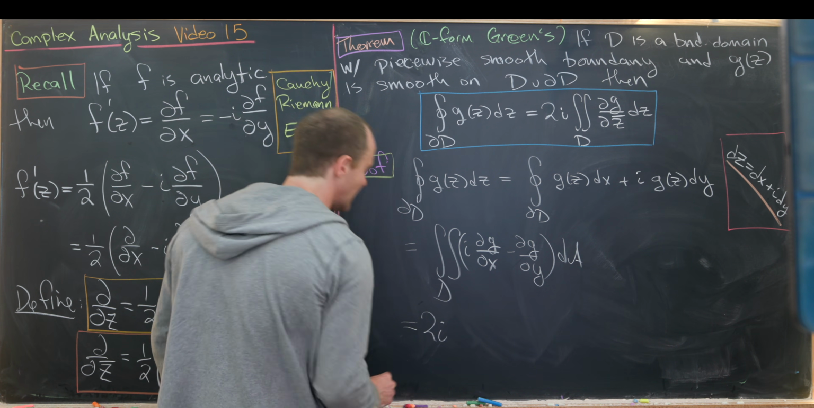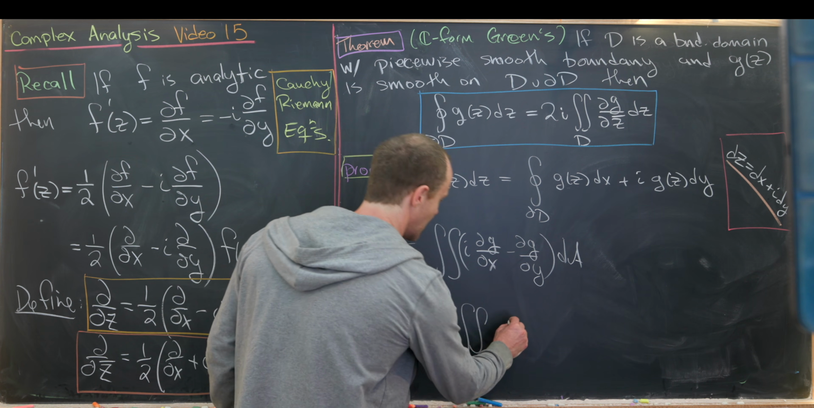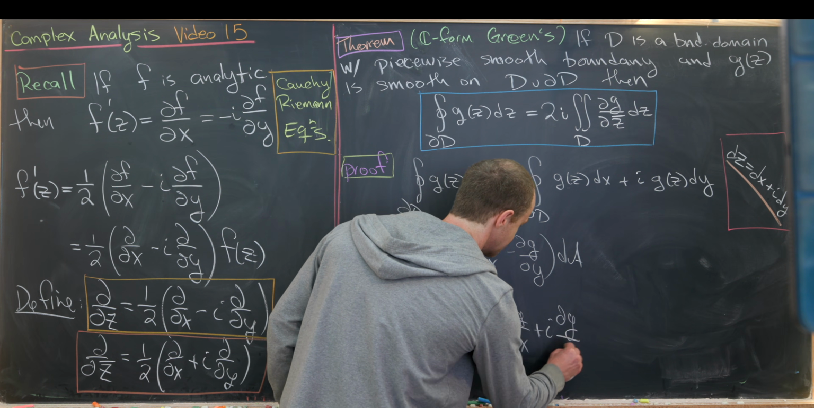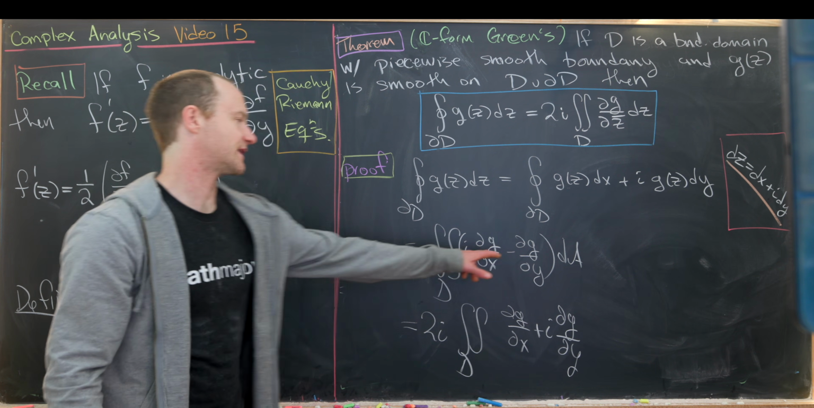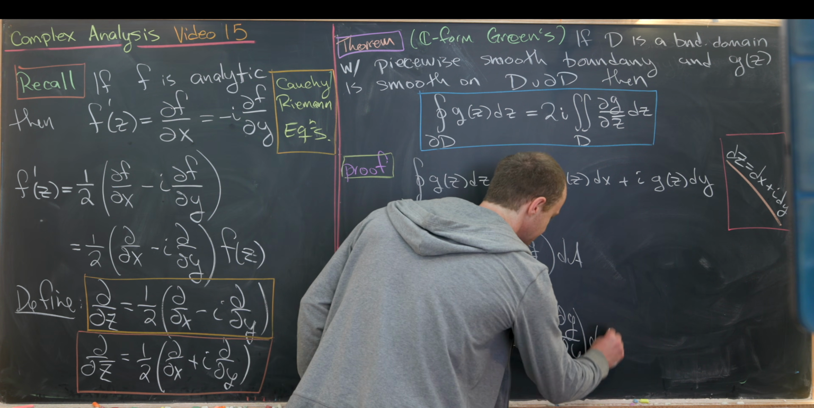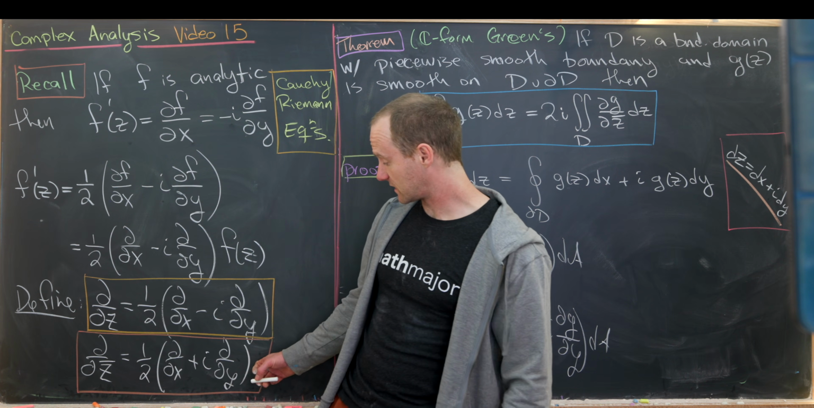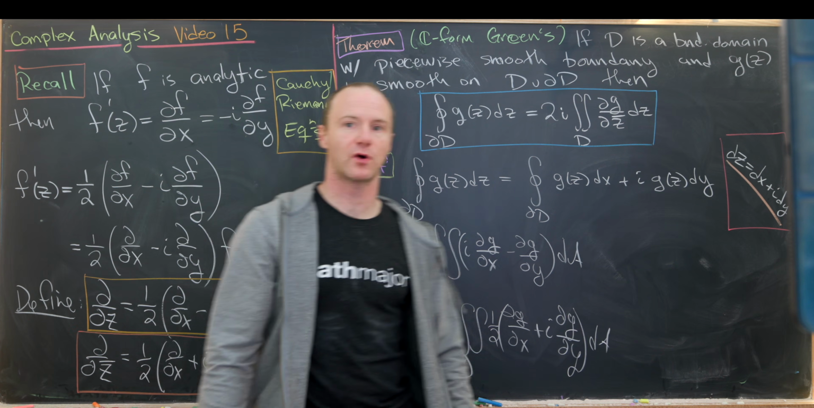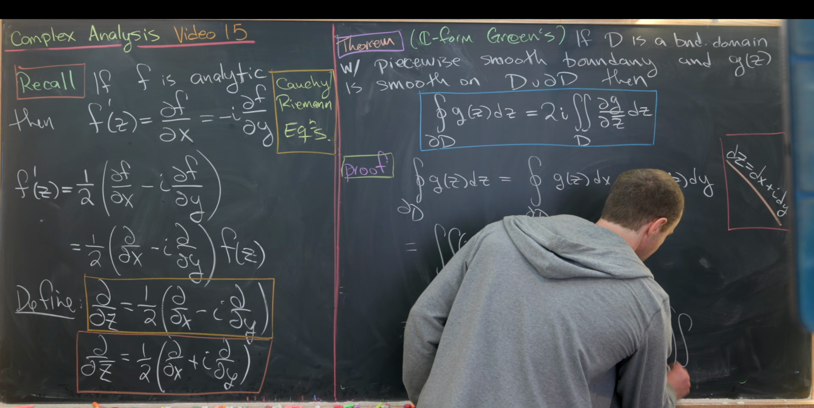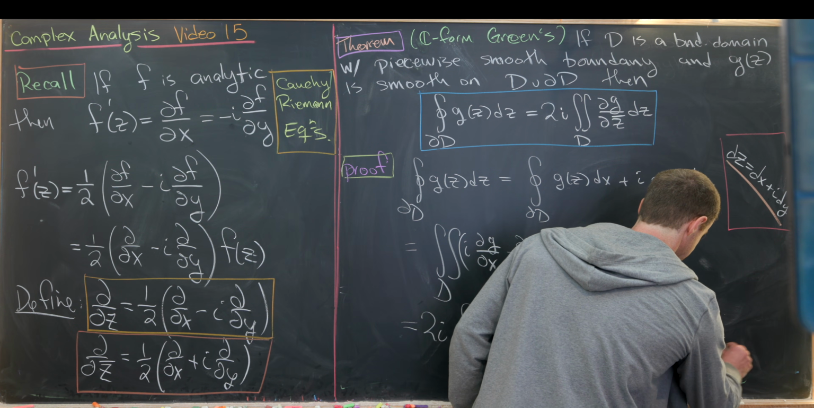And when we factor a 2i out of this, well, this i is gone. So we've got the double integral over D of dg/dx, and then plus i dg/dy, because 1 over i is minus i, so that cancels this minus sign. But factoring a 2 out means that we need to introduce a 1/2 dA. But now let's notice that this combination right here is exactly the definition of our partial derivative with respect to z prime. So this gives us the result. We have 2i, the integral over D of the partial of g with respect to z prime.